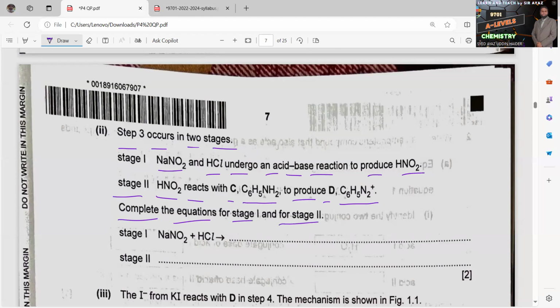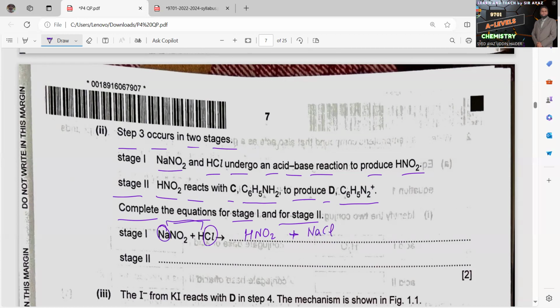Stage 1, NaNO2 plus HCl. It's undergoing an acid-base reaction, and one of the products is HNO2. So I will write HNO2. What else is left? Na and Cl are left. They will react together to produce NaCl. NaCl must be the other product.